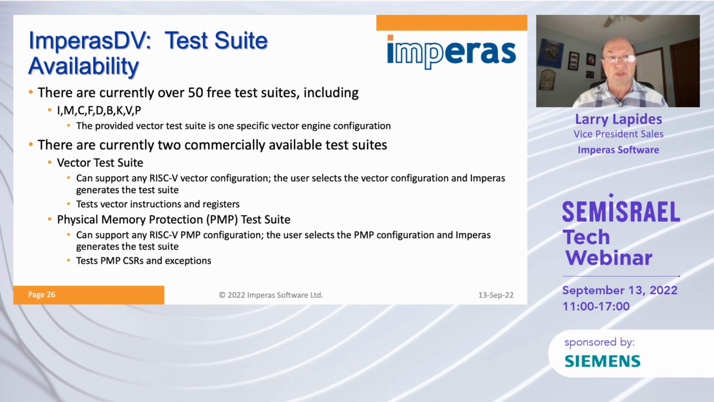So two additional pieces here to talk about. One is test suites. There are currently over 50 free test suites available, including this whole alphabet soup here of RISC-V extensions. Just a note, the vector suite is only one vector engine configuration. And then there are also commercially available test suites: a full vector test suite that supports any legal vector configuration, and also a physical memory protection, a PMP test suite that supports any PMP configuration.